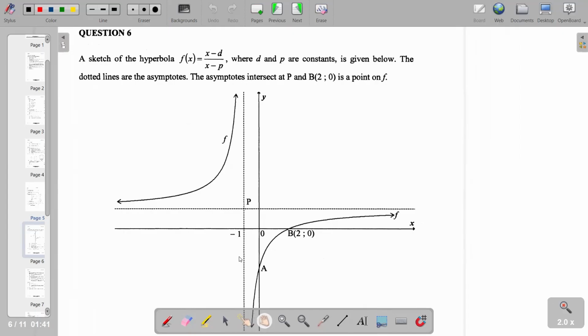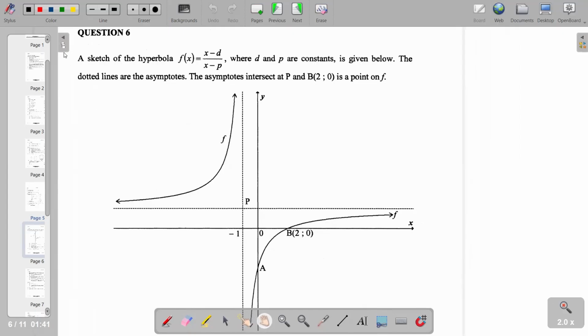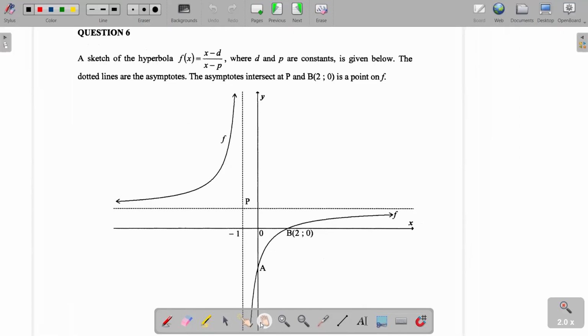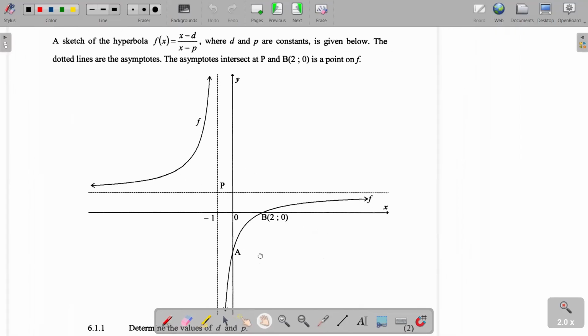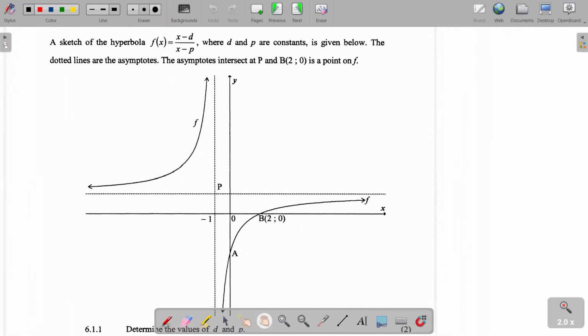Right. We are given here. We are now on question 6.